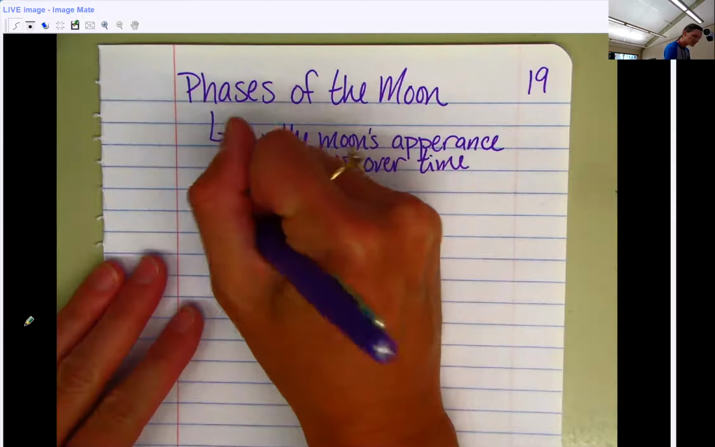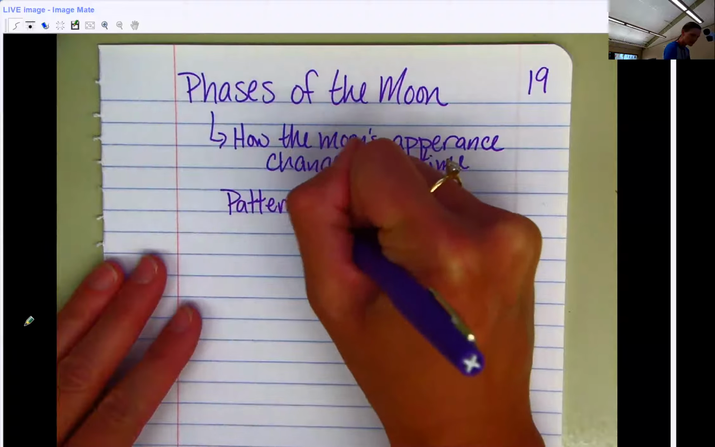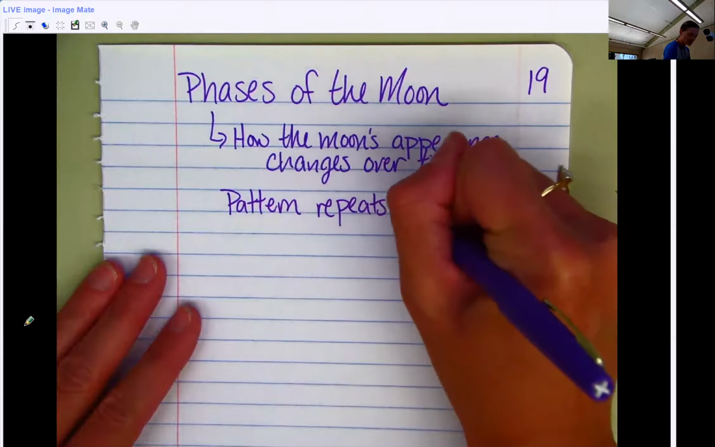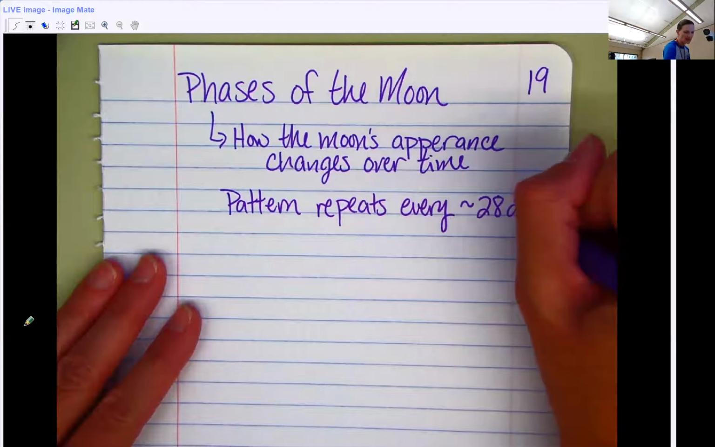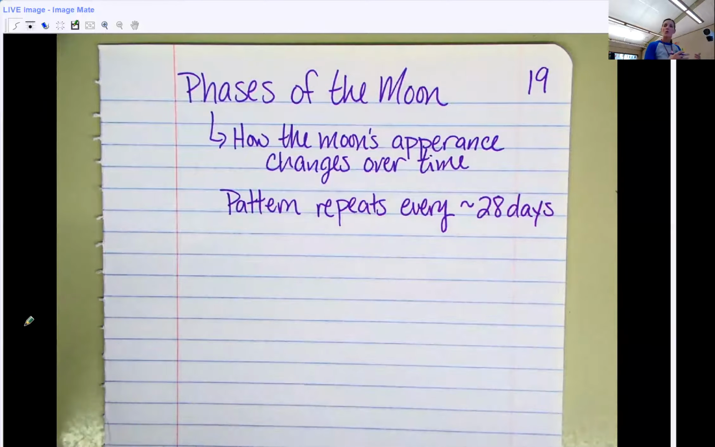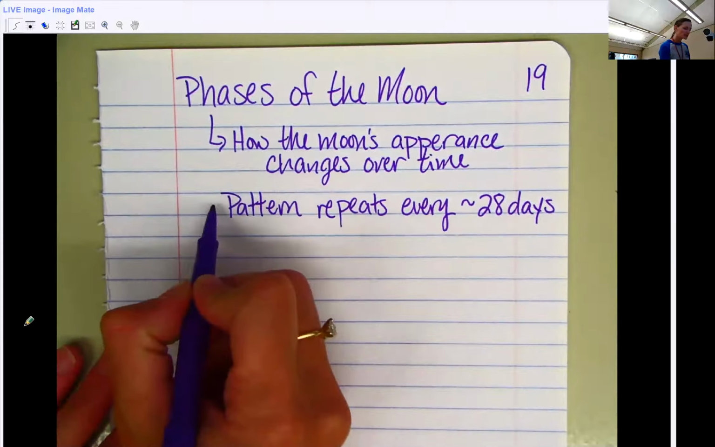So that pattern repeats every approximately 28 days. Now, it's not a perfect 28 days, but we're going to be talking about it in quarters. So 28 is a nice round number that's divisible by 4. Sometimes it's a little bit longer than that, but 28 days is a good rule of thumb. So what we're going to talk about today is what that pattern looks like.